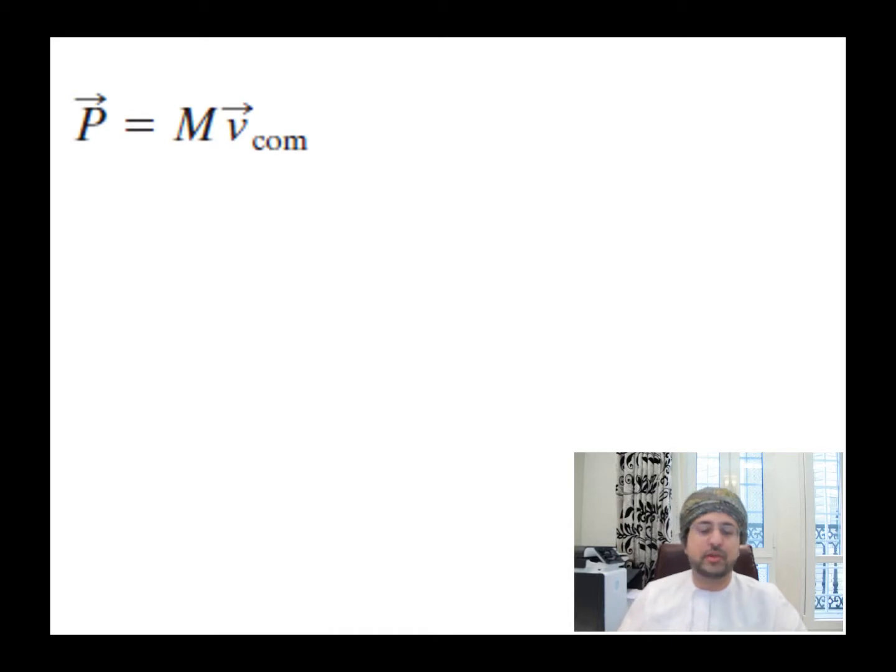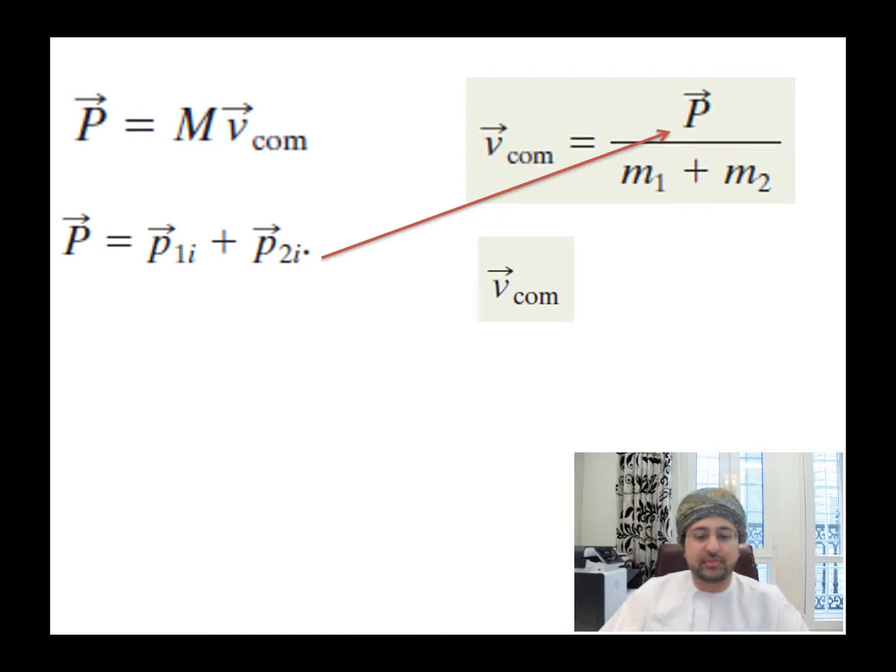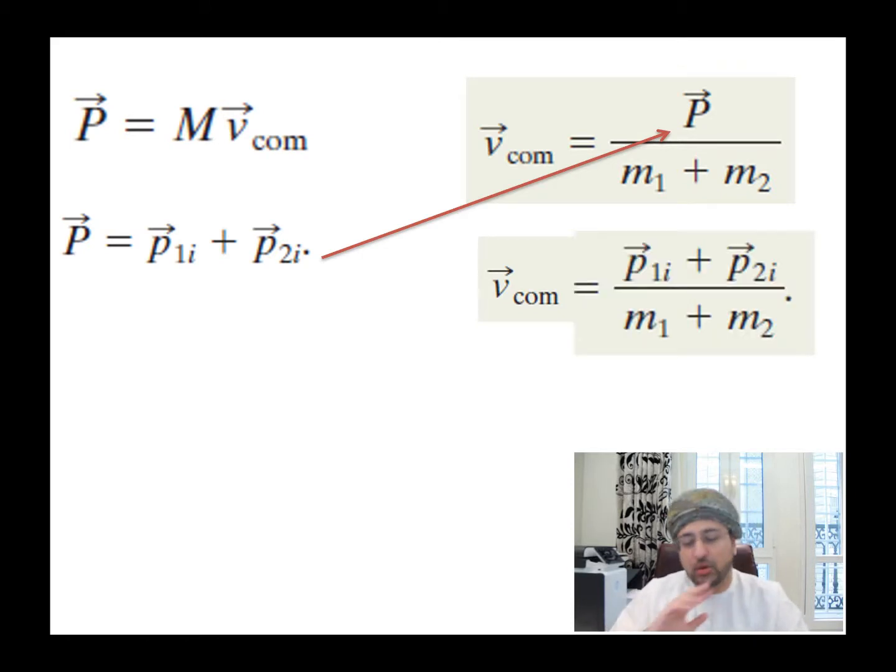What do I do with this information? Well, first let's do a whole bunch of maths. P equals M v_COM. P is equal to P1i plus P2i, plus however many P's we have. And capital M is M1 plus M2. Now this gives us a backroute. If we don't know what v_COM is, we can find it if we know the total momentum and the total masses. We can do v_COM equals the sum of the momenta over the sum of the masses.